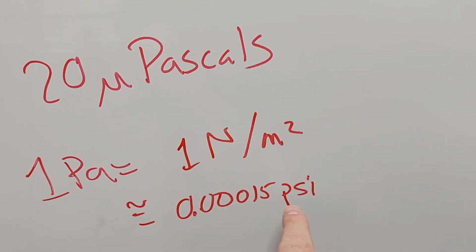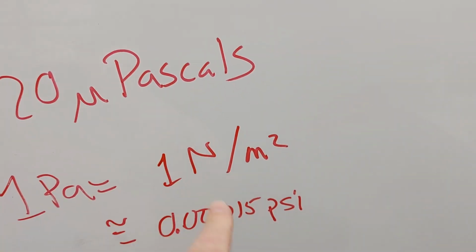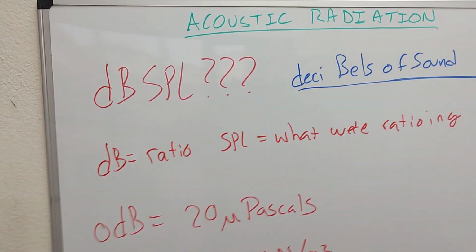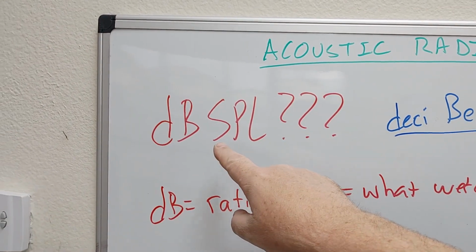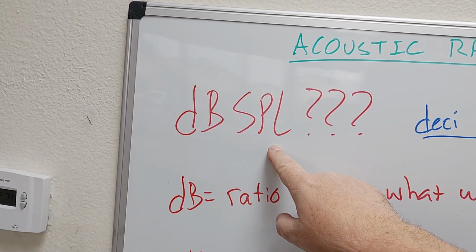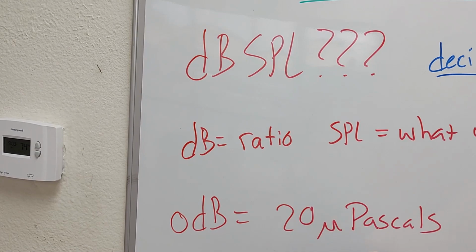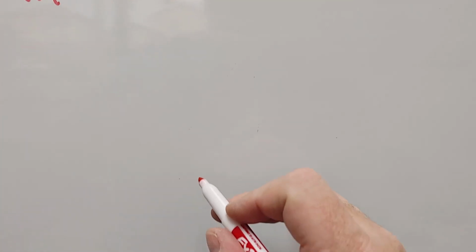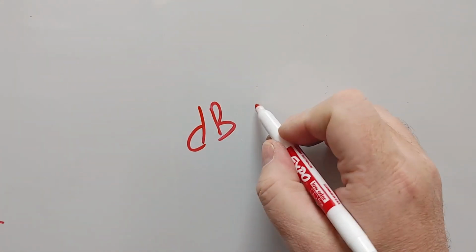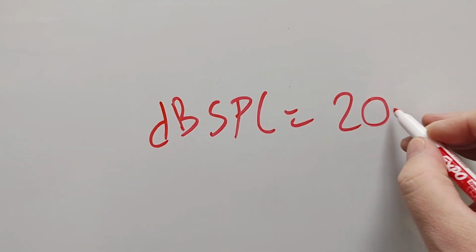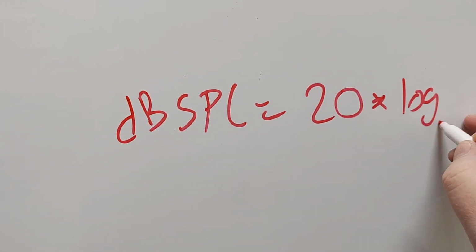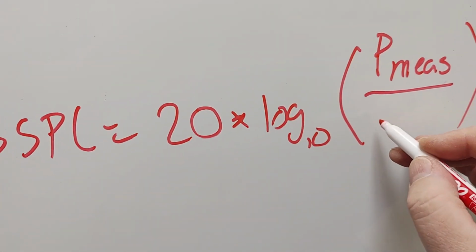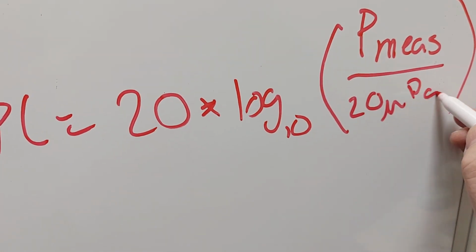Very low level of pressure. We're talking 20 millionths of that level is what your ear can hear, so very, very low levels of sound. So when you see something say dBSPL, what that means is how much SPL you're getting relative to 20 micropascals. How do we calculate that? Well, dB SPL equals 20 times the base 10 log of P measured divided by 20 micropascals. That's it.